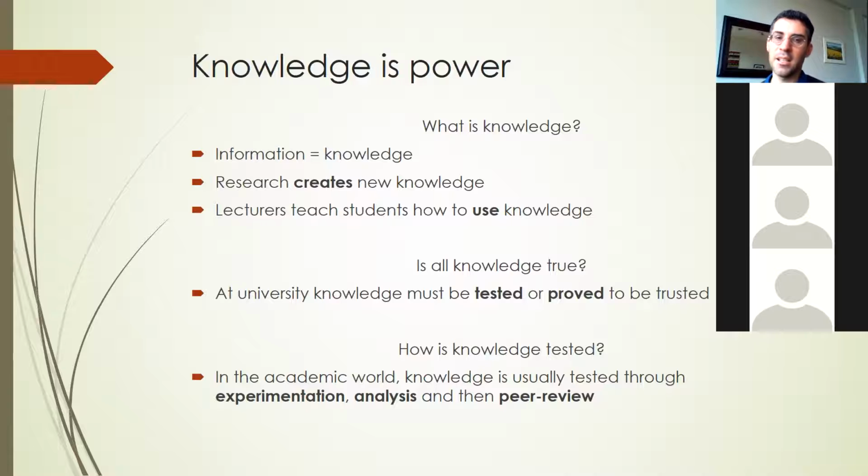At university, for knowledge to be true, it has to be tested or proved. And then it has to be verified. And I've spoken about how we do that. How is knowledge tested? Well, in the academic world, we do it through experimentation. And if you've done science at school, physical science, you might have actually done some experiments to see if something is true or not. So if you put two chemicals together, you can see if they react or in which way they react.